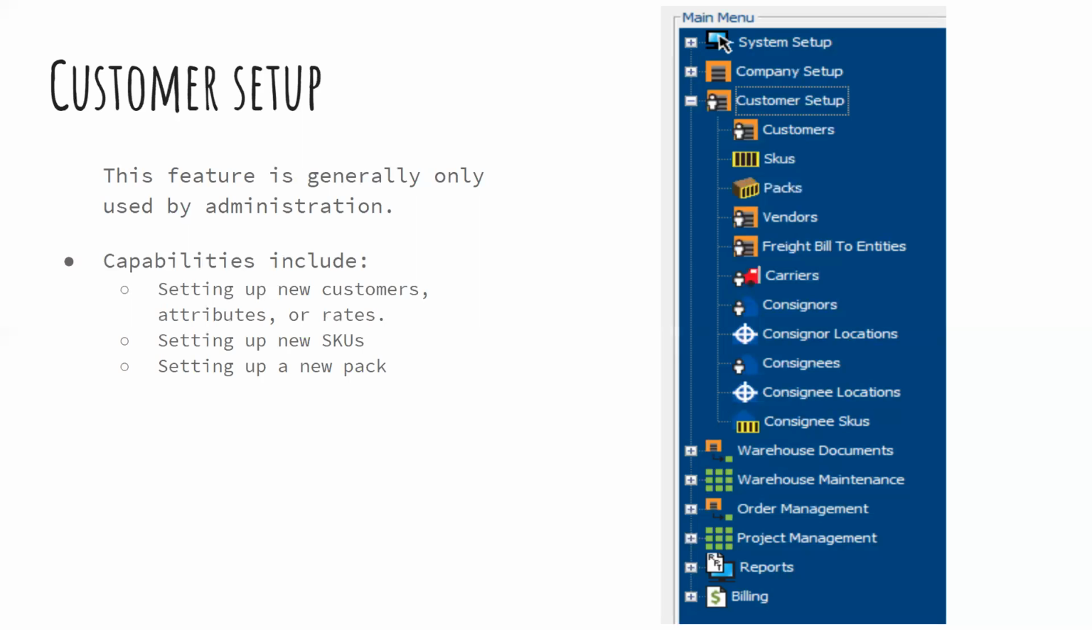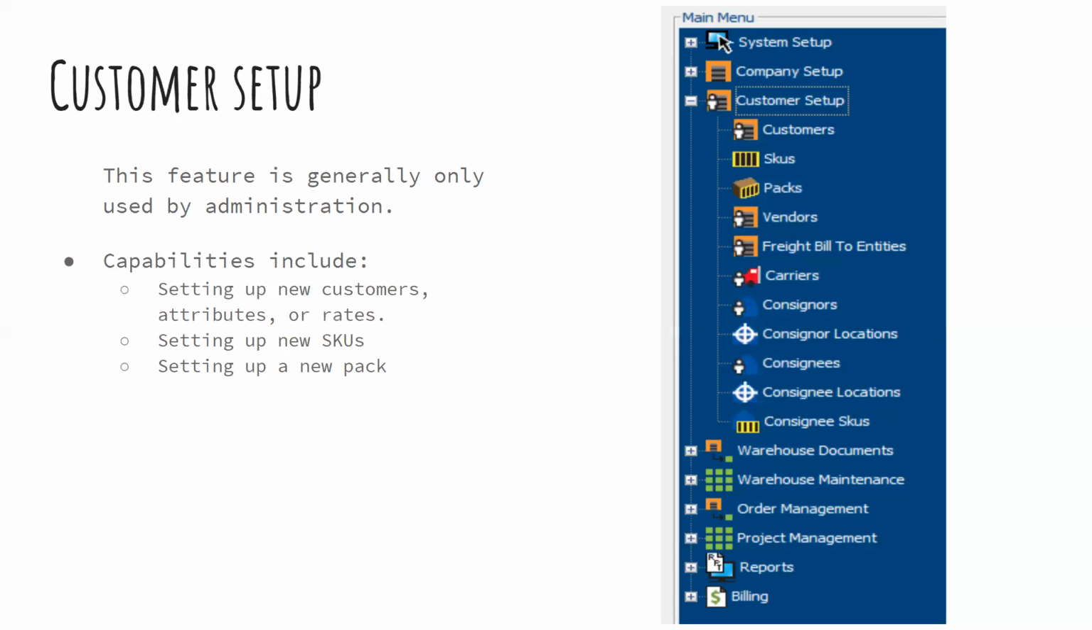In this function, we can also set up new SKUs, and a SKU is the stock keeping unit. It's important for order placing and tracking inventory, and this is not considered an attribute because it's required for every single customer on every single order.